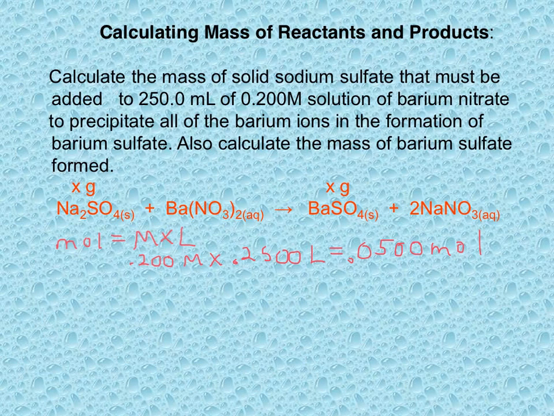Okay, so the rest of this is pretty simple from here on out. Now that I know the moles, 0.0500 moles, I'm starting from moles of the given. I'm going to go to moles of this wanted here in one stoichiometric calculation, and then I'm going to turn around and go from this to this in the second. So let's start with our given. We just figured out the number of moles of the barium nitrate, 0.0500 moles of the barium nitrate.